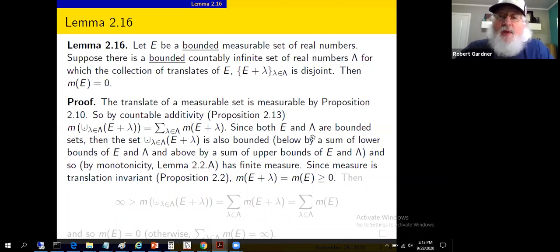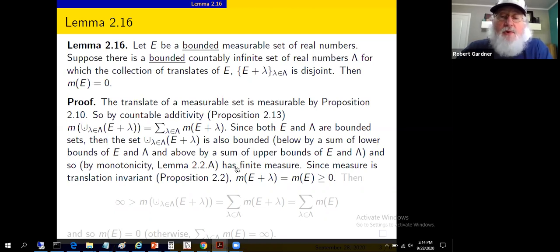Set E is bounded. That set lambda of countably infinite number of real numbers is also bounded. So when I take set E and I add lambdas to it, this will yield, when I union it up, say, this will yield also a bounded set. E has a lower bound and lambda has a lower bound. So those together will determine a lower bound on the union. E has an upper bound, lambda has an upper bound. Those will determine an upper bound on the union of the translates. So we've got boundedness there.